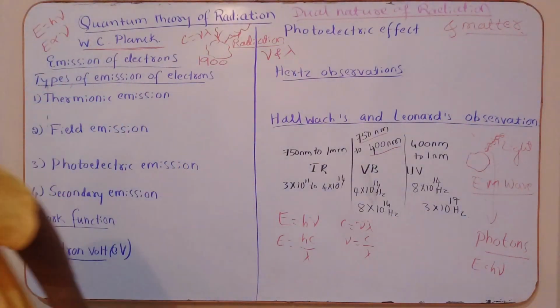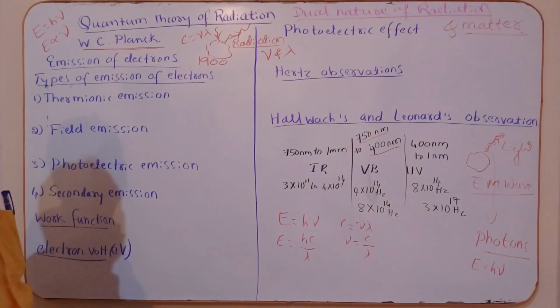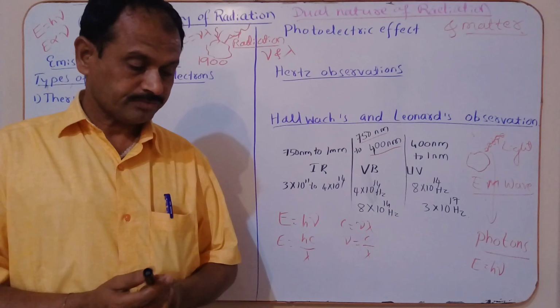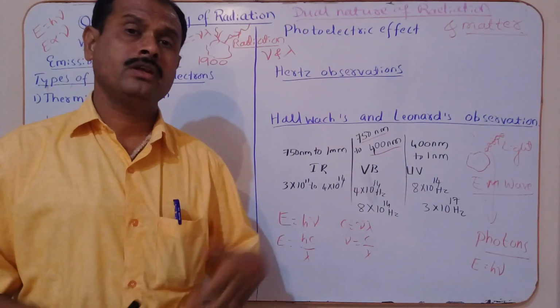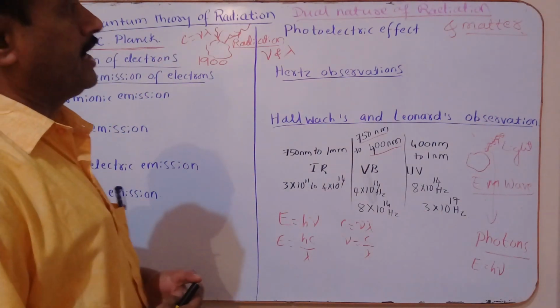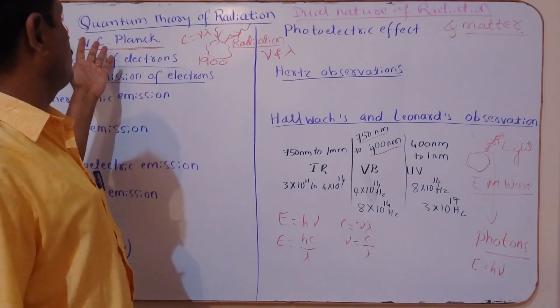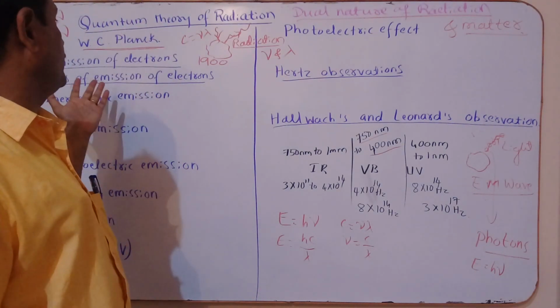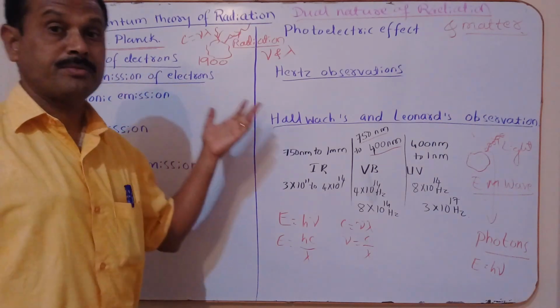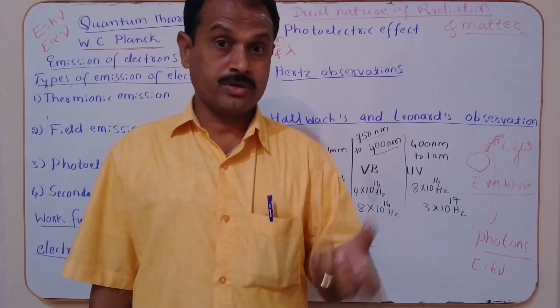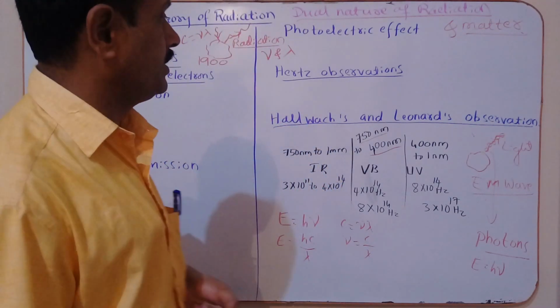Now, in this video clip, I want to discuss the quantum theory of radiation, the dual nature of radiation and the dual nature of matter. But in this video clip, I want to discuss the quantum theory of radiation, the emission, the types of emission of electrons, and what is meant by the emission of electrons. Now, an introduction to the quantum theory of radiation.